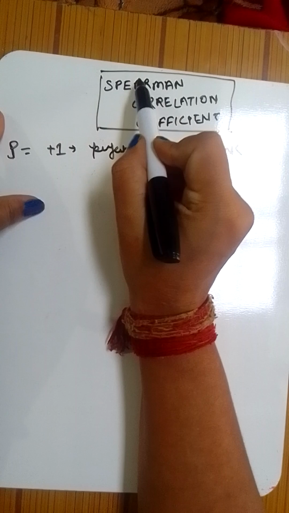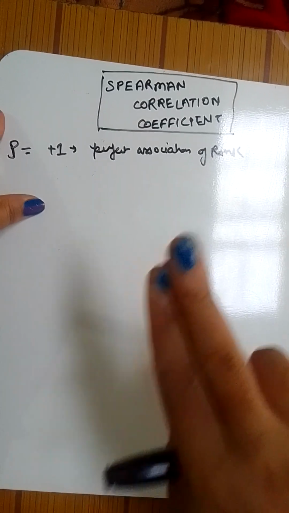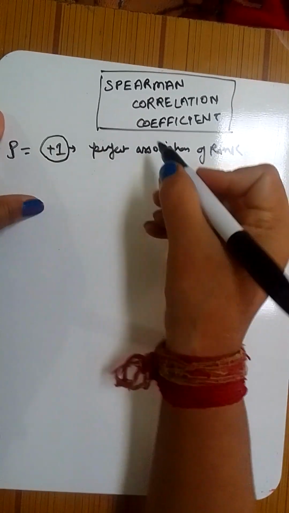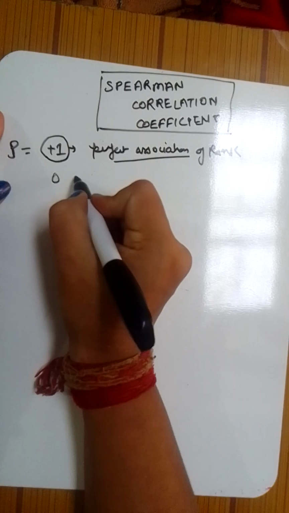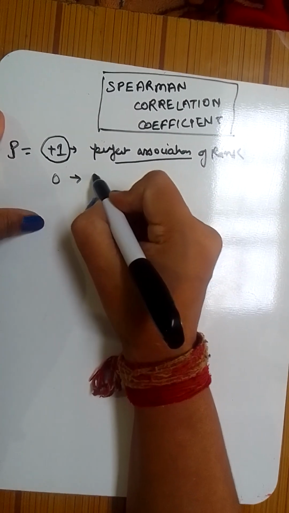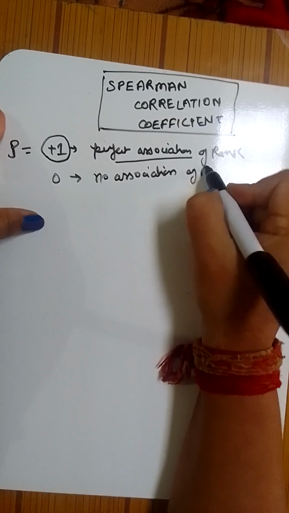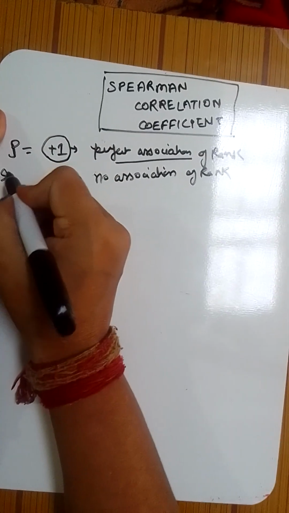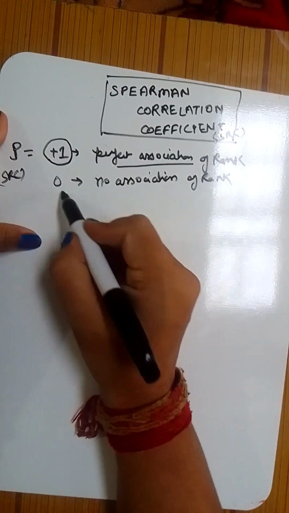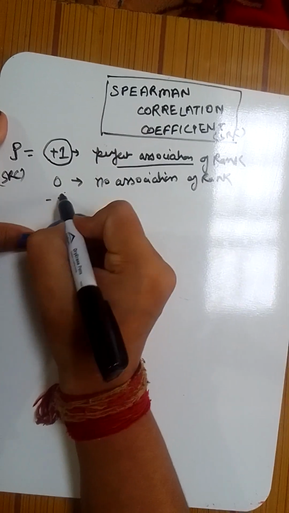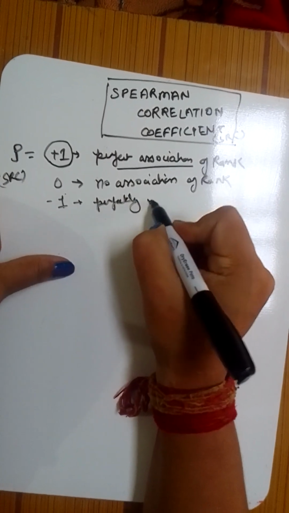So why do we use Spearman correlation coefficient? We use it to see how closely related two ranks are, how closely the association of ranks is. If +1 is there, then we'll say that ranks are perfectly associated. If the Spearman correlation value came around 0, by seeing the graph we can see that there is no association of rank. I'll write SRC for Spearman correlation coefficient in short form. So if SRC came 0, there is no association of rank. If SRC comes -1, then there is perfect negative association.